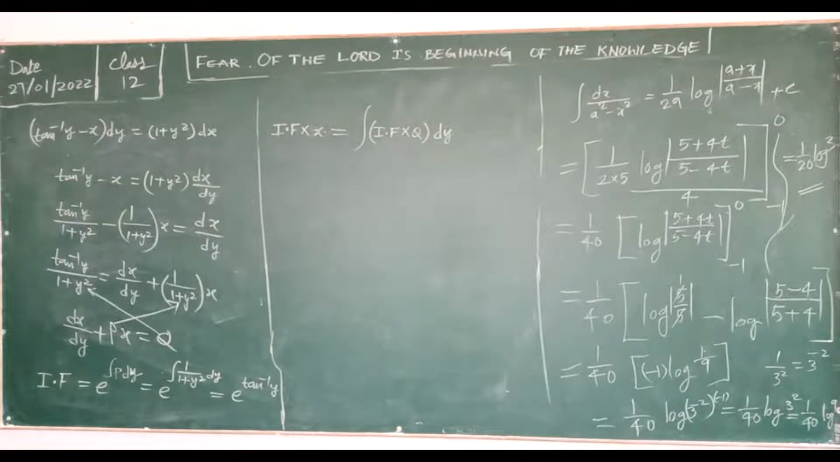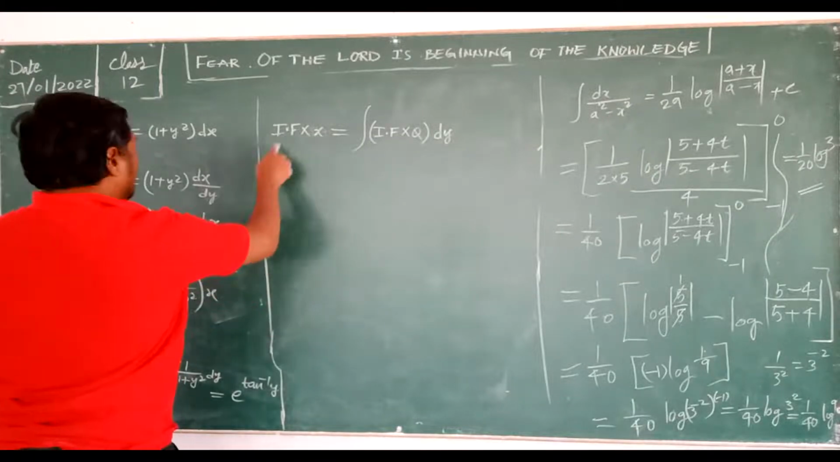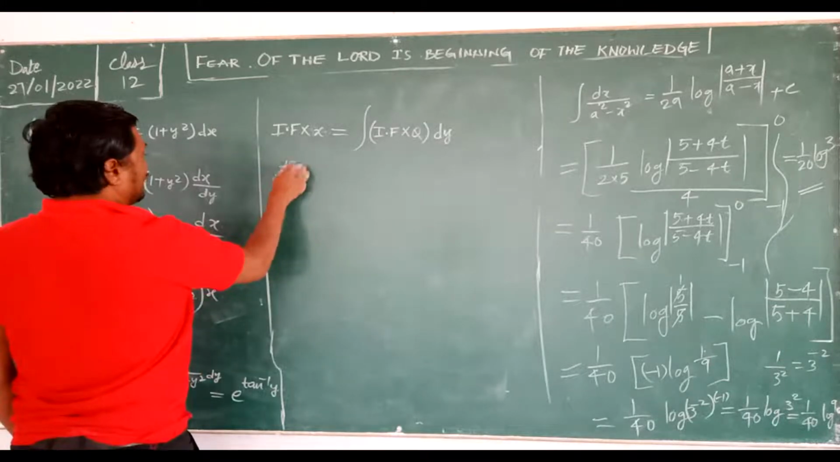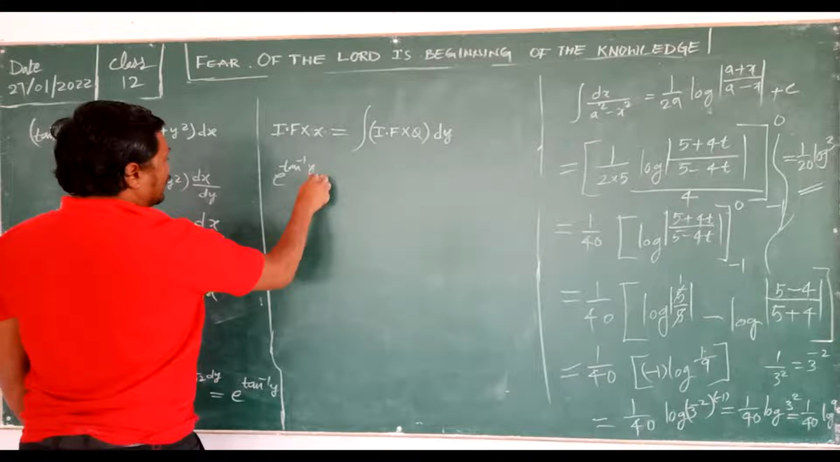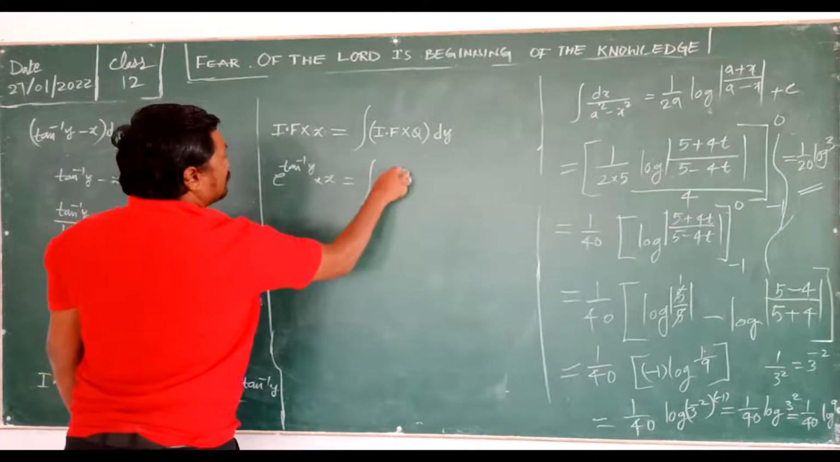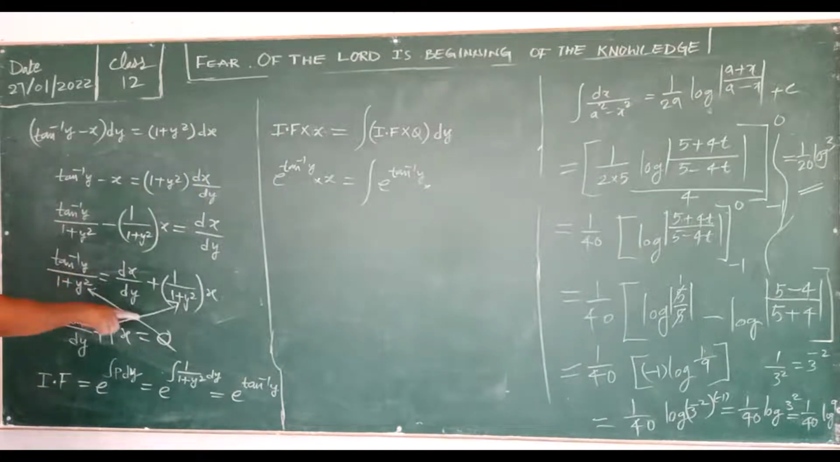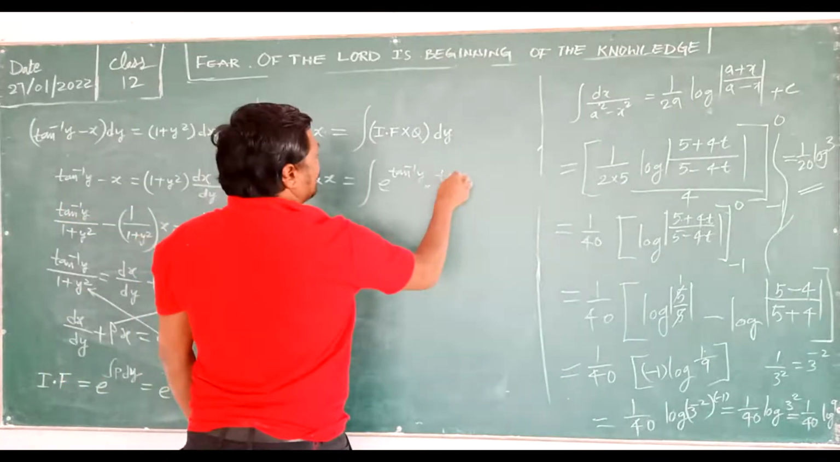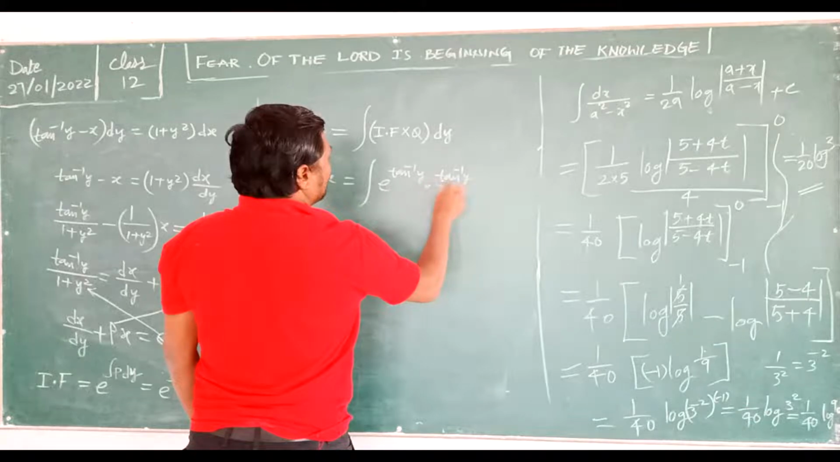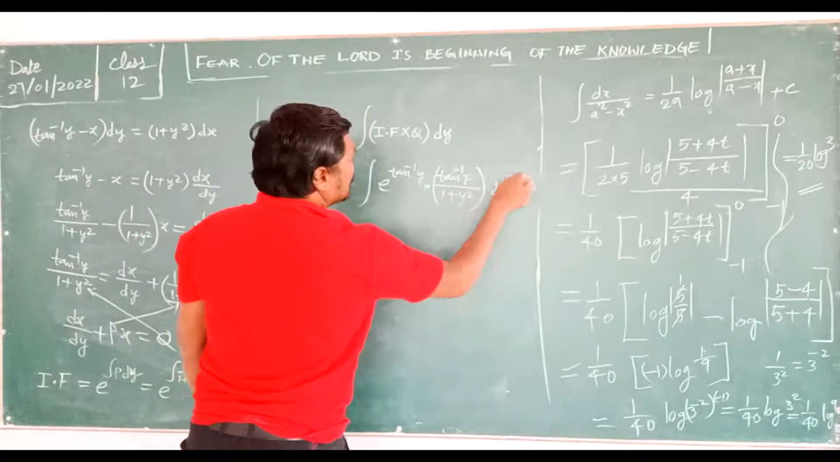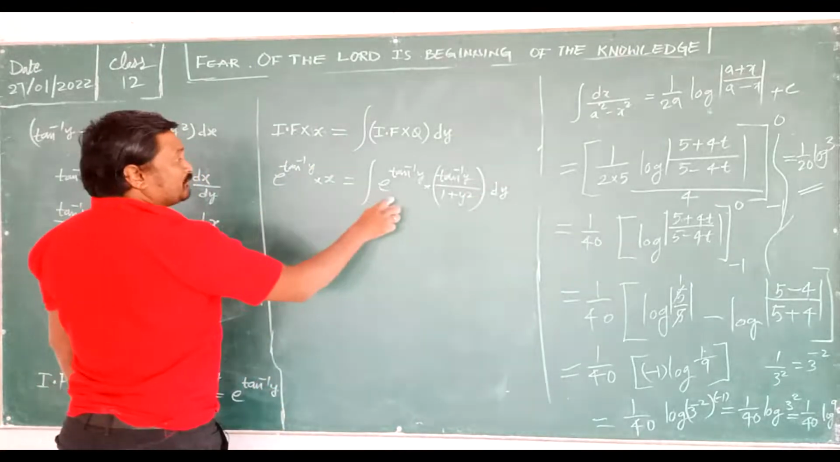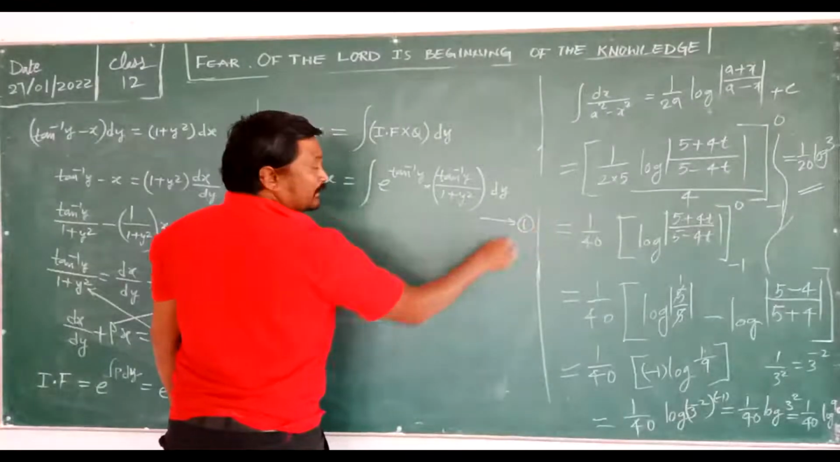So x into IF is equal to integral IF into Q dy plus c. So let's see. IF is nothing but e to the power of tan inverse y, into x, and integral e to the power of tan inverse y. And what is our Q here? Q is nothing but what you found here: tan inverse y upon 1 plus y square. So write tan inverse y upon 1 plus y square, into dy. So this I'll call equation number 1.